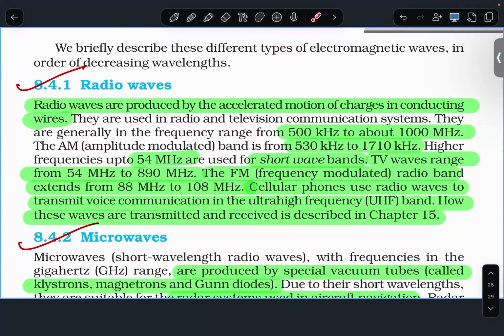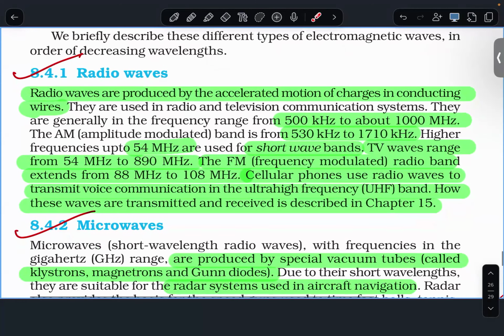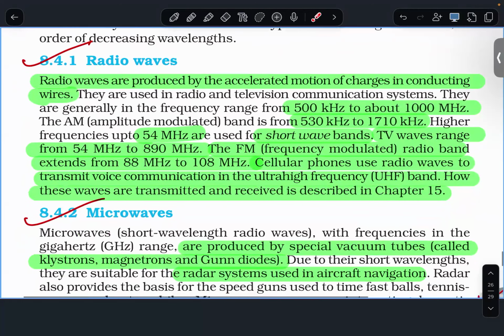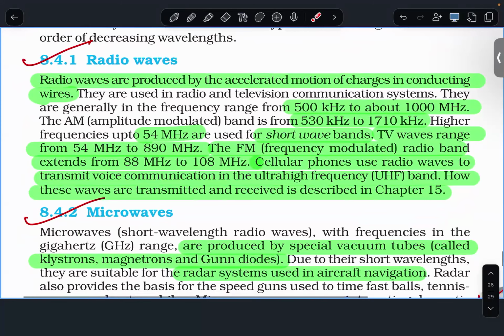Radio waves are used to transmit voice communication in the ultra high frequency band. Chapter 15, communications, is not in your syllabus right now. So what do I need to learn from radio waves? How are they produced? A statement-based question can be given. You need to identify it, and only once you read this will you be able to. They won't give any problems related to this. It's an informative type. Next, microwaves.